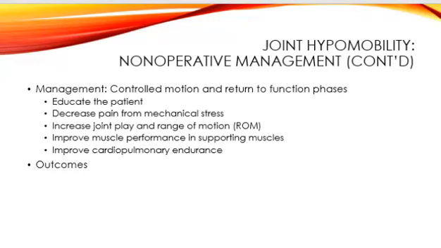Some other things besides education include strengthening, stretching, range of motion, and endurance activities such as a recumbent bike. All these different things will help with improved range of motion and improve overall performance.